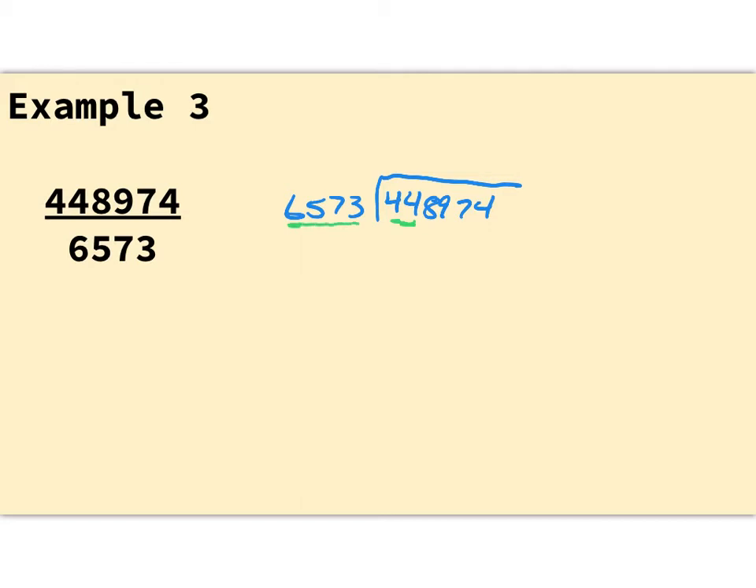6573 will not go into 4489. So we're going to start our 7 here. And if it goes over, we're going to have to start over again. So with division with large numbers, you're going to have to guess and check.